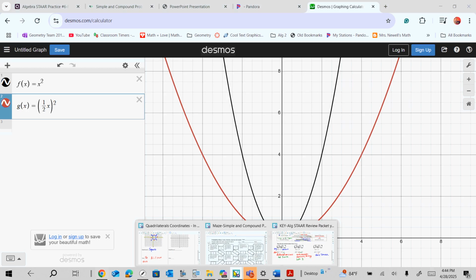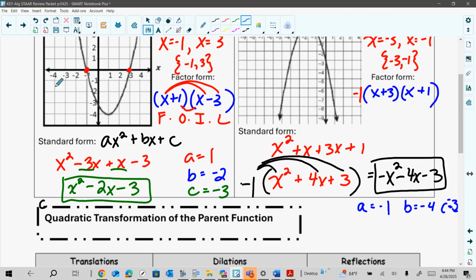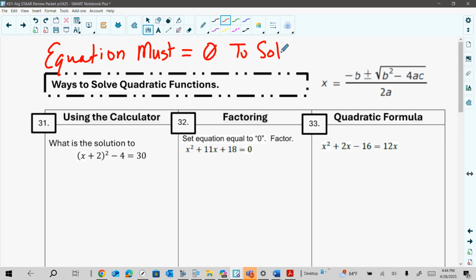All right, so then the last things we have to cover are ways to solve. Now, a couple things you need to remember is that the equation must equal 0 to solve, okay? Equation must equal 0 to solve. All right. So I'm going to go 3 different ways here. Using your calculator, again, we need the equation equal to 0. So here it's equal to 30, so we're going to have to subtract 30.